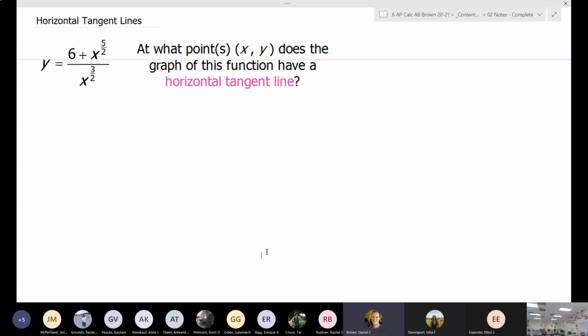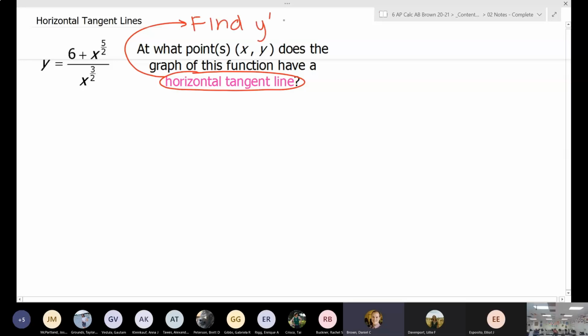So in terms of calculus, when I say horizontal tangent line, how can I translate that into more of a calculus statement? What would that mean? The derivative is equal to 0. So if you see find the horizontal tangent line, that basically means you want to find when y prime is equal to 0. So we do need to find the derivative.